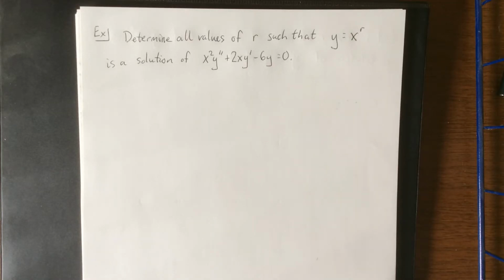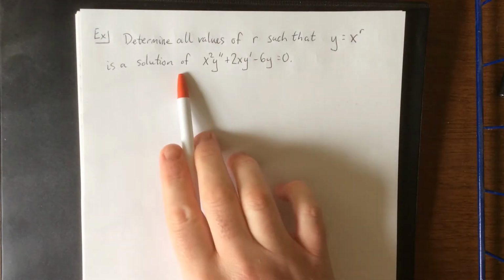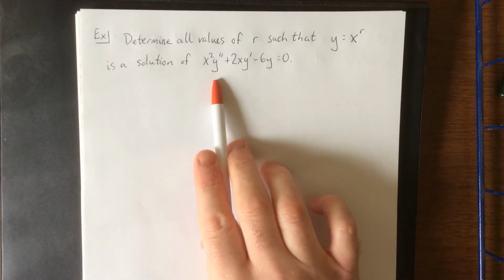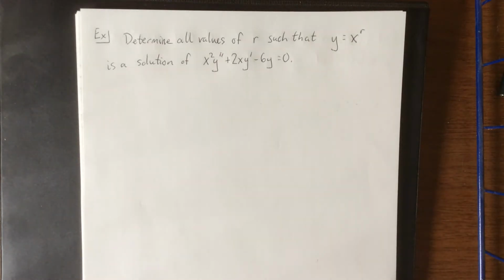In this example, we're going to be trying to figure out all of the values of r such that y is equal to x raised to the r power is going to be a solution of the given differential equation. This is x squared y double prime plus 2xy prime minus 6y is equal to 0.